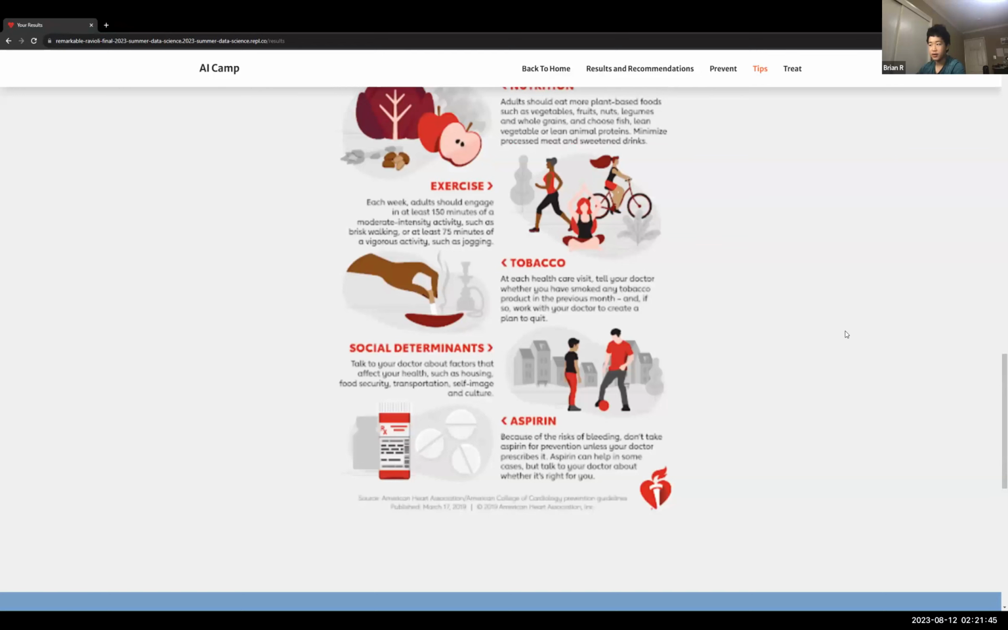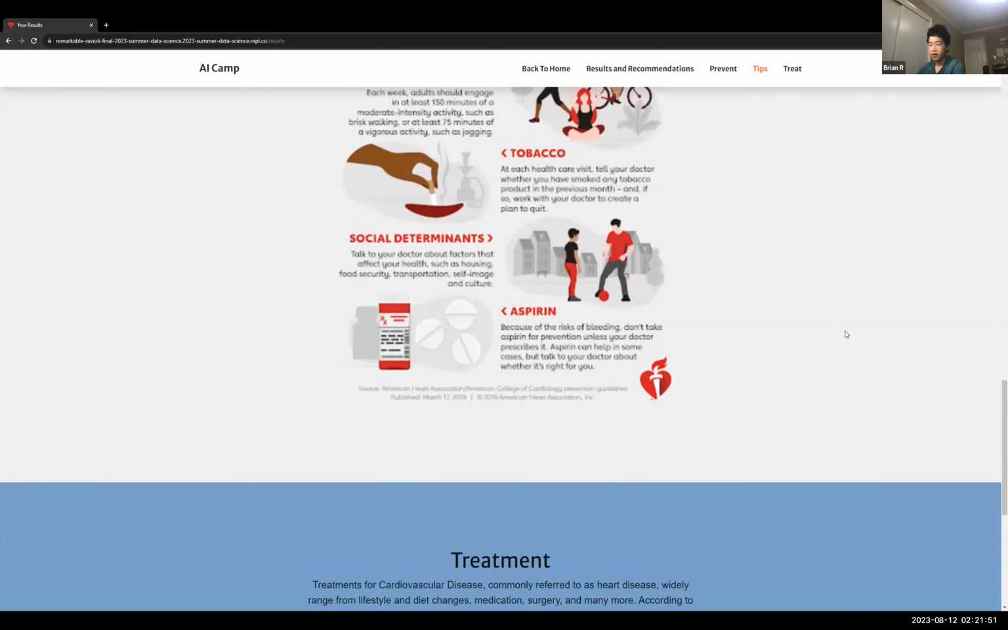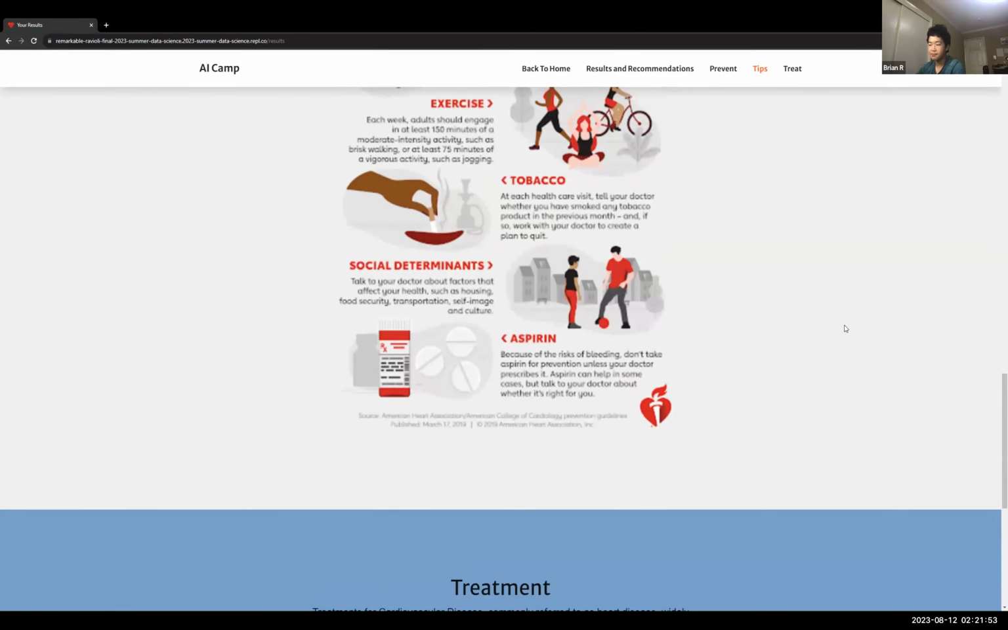The fourth tip is about social determinants, which basically talks about lifestyle and financial situation. The last tip is about aspirin, which says that one probably shouldn't take aspirin unless prescribed by a doctor if they want to reduce their risk of heart disease.